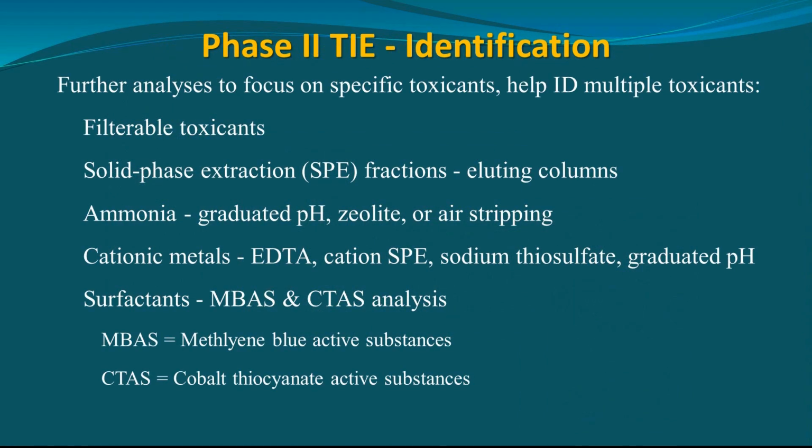Phase 2 is identification. So phase 1 was, is it ammonia? Is it a metal? Is it an organic? Phase 2 is, what's the specific chemical causing toxicity? So you have a whole bunch of different steps to it. Filterable toxicants, solid phase extraction with elution, graduated pH zeolite or air stripping for ammonia, these different column types. And then there's also these solid phase extraction resins that do the same thing. They bind cation metals. Sodium thiosulfate also will make certain cationic metals unbioavailable, so it binds with them. And then graduated pH will also affect metal bioavailability.